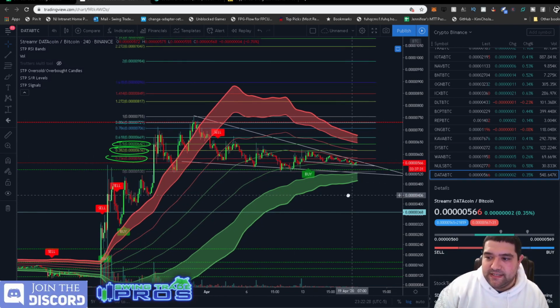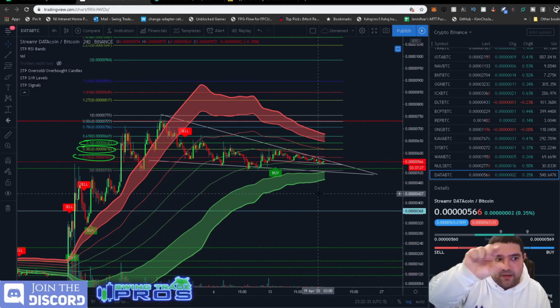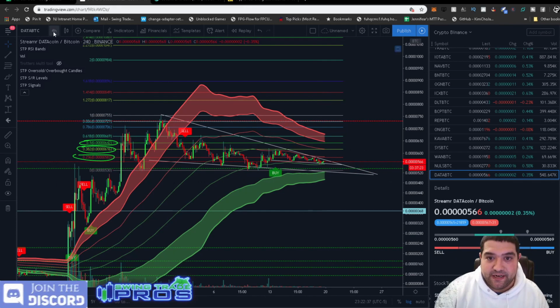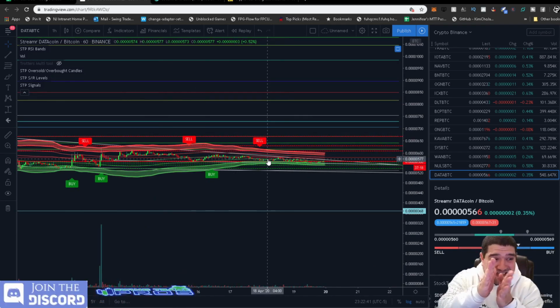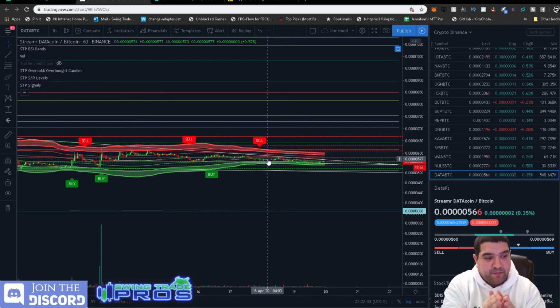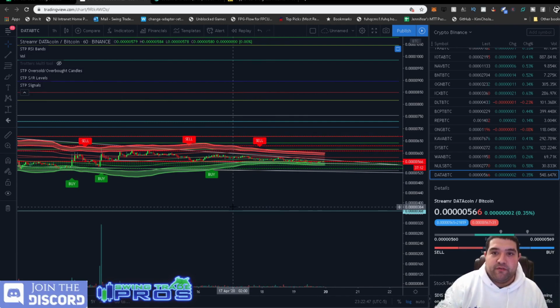Okay, and you can see on the RSI bands how the bands are kind of getting skinny or closer to each other. The range is getting really tight. This is 4-hour. Now if we go to the hourly, you can clearly see how tight those bands are, right? That means there's going to be a big move up, right? And that's exactly what we're looking for. We're looking for a breakout.